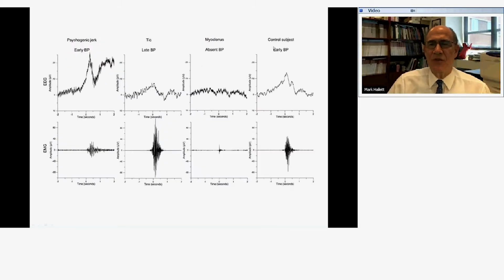And this is what this would look like in a normal subject. One sees a Bereitschaft potential before a voluntary movement. Patient with myoclonus of an organic nature, you won't see a Bereitschaft potential. In a patient with psychogenic disease, you can see a big Bereitschaft potential, as I showed you earlier. A patient with tic, it's not common to see a Bereitschaft potential, but can. And when you see it, it often consists only of BP2 and not BP1.